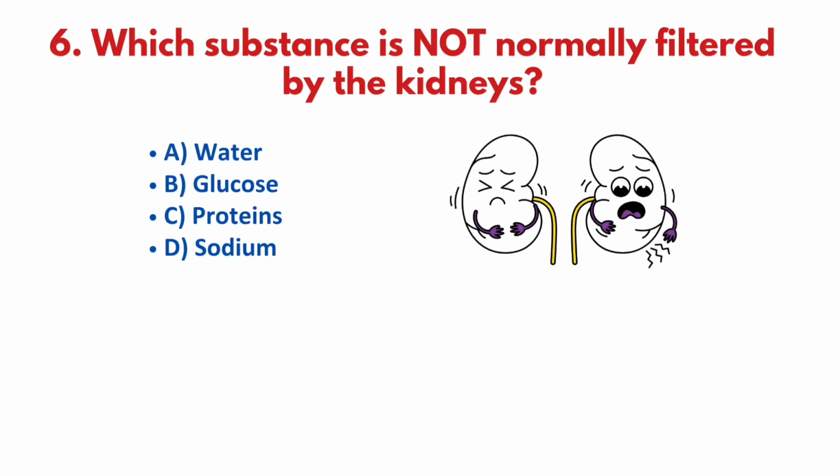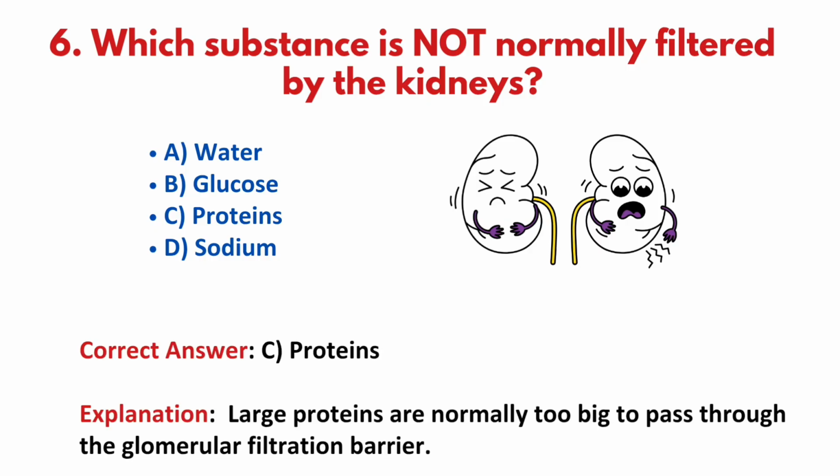Question number 6. Which substance is not normally filtered by the kidneys? Options are water, glucose, protein, and sodium. And the correct answer is option C, proteins. Large proteins are normally too big to pass through the glomerular filtration barrier. So, proteins are not filtered by the kidneys.